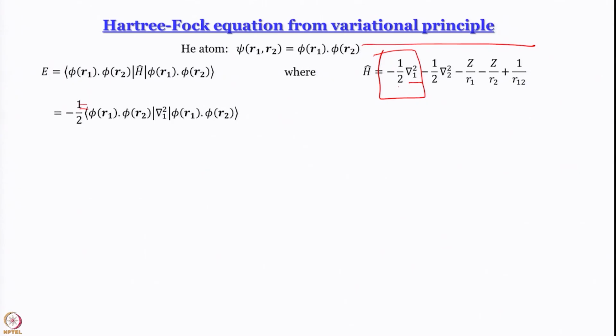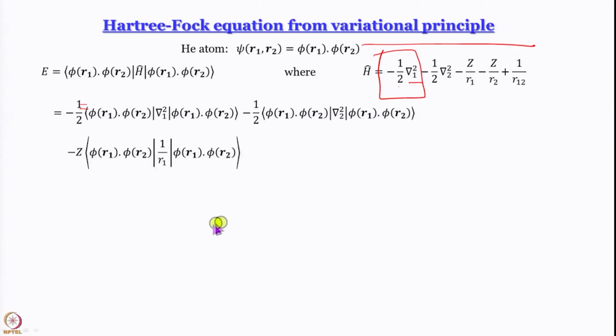Okay, forget it. Alright, so this is what we have. This is the first one. I have not got rid of phi of R2 yet. So, integral minus half integral phi of R1 multiplied by phi of R2 del 1 square phi of R1 phi of R2, minus a similar term, but this time in terms of electron number 2 and not electron number 1. The third term will be minus z.